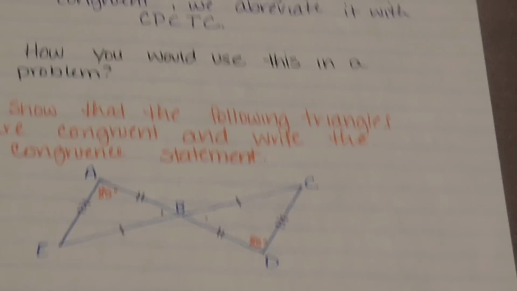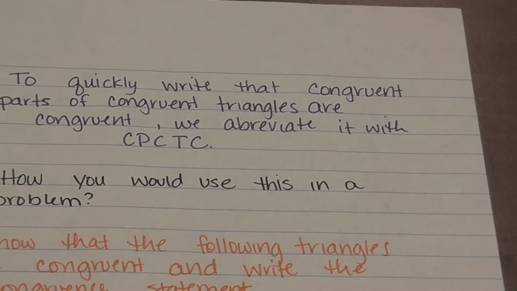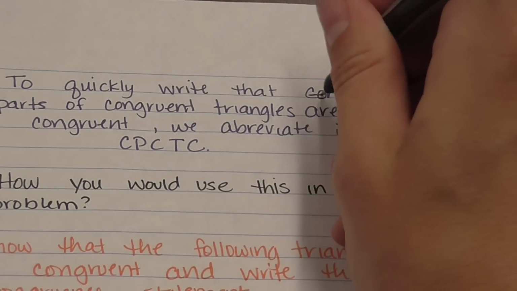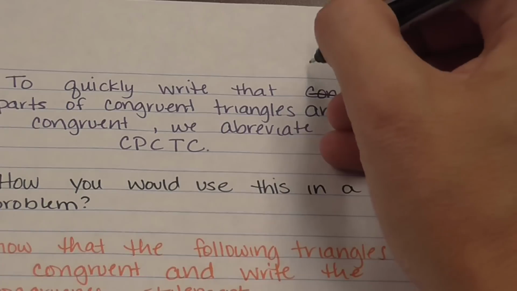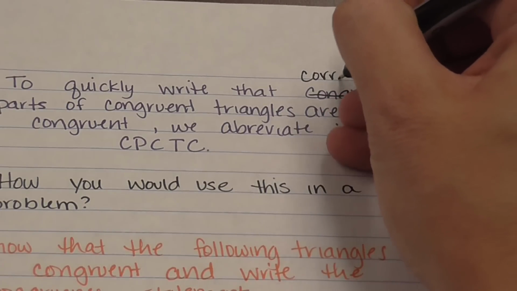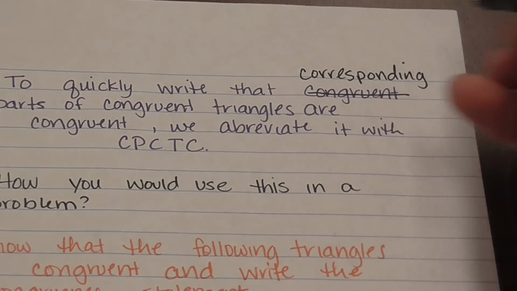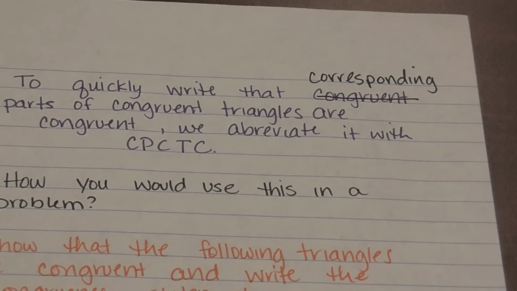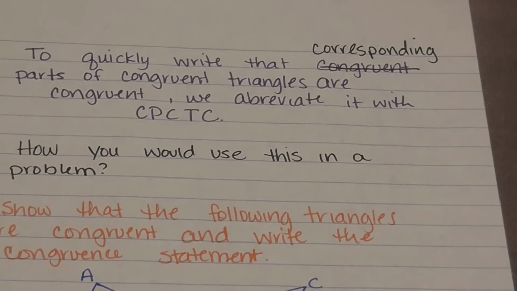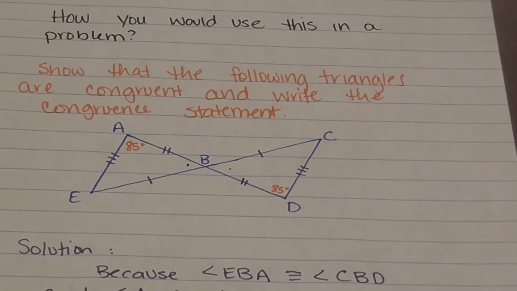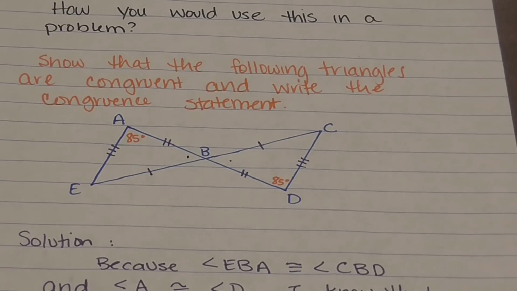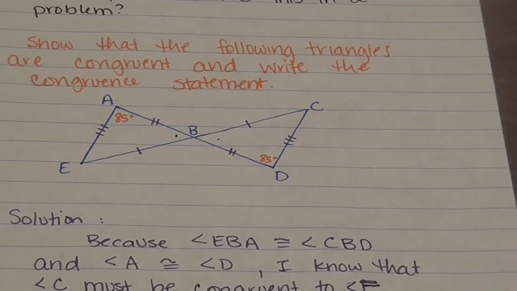And I realized I just made a mistake. After all that, corresponding should be this word right here. Corresponding parts of congruent triangles are congruent. That makes so much more sense. Corresponding parts of congruent triangles are congruent. So, I make mistakes even on videos, and I'm not even going to record over it. Alright, so corresponding parts of congruent triangles are congruent.